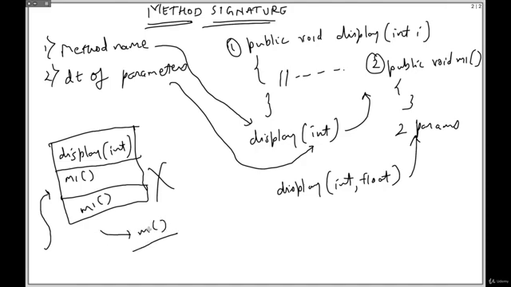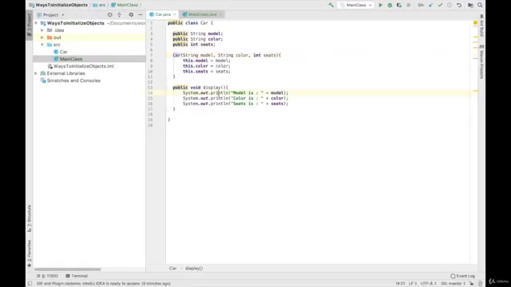So if I call m1 over here in our code, the compiler won't know which of these two methods is supposed to be called. I'll give an example of this. We'll hop on to our compiler.